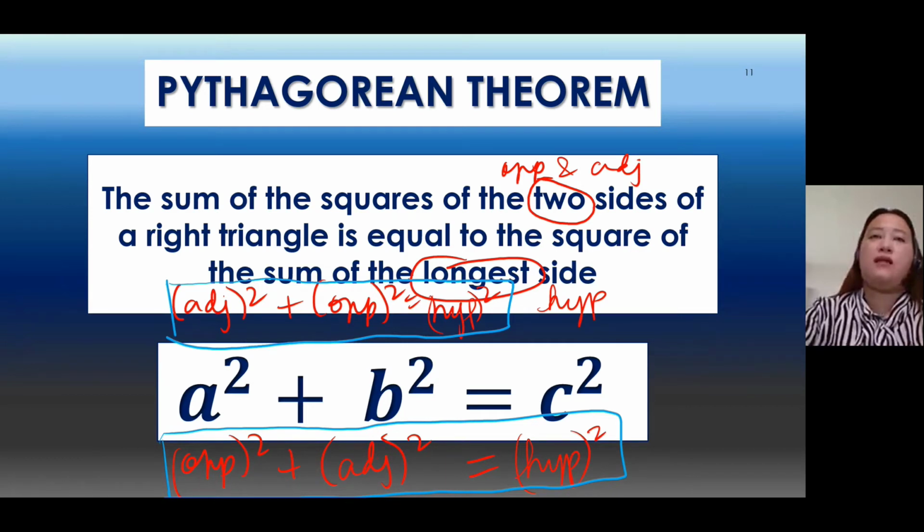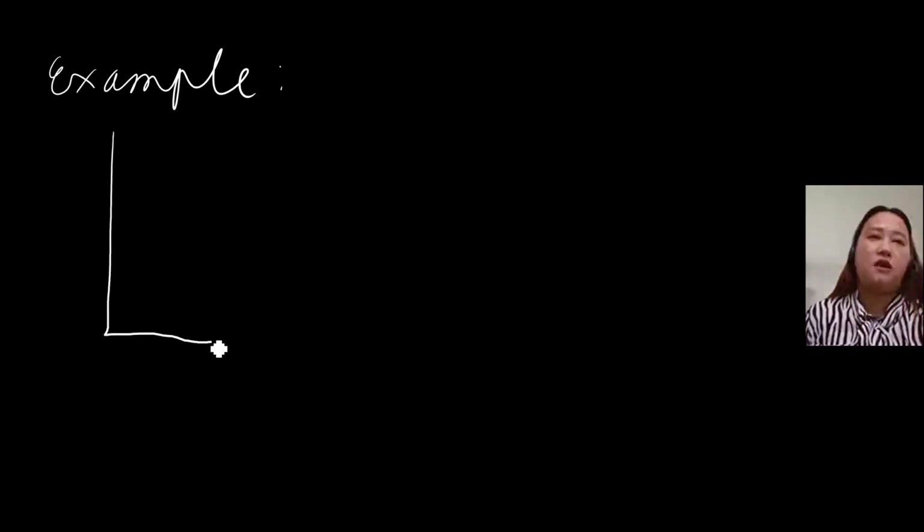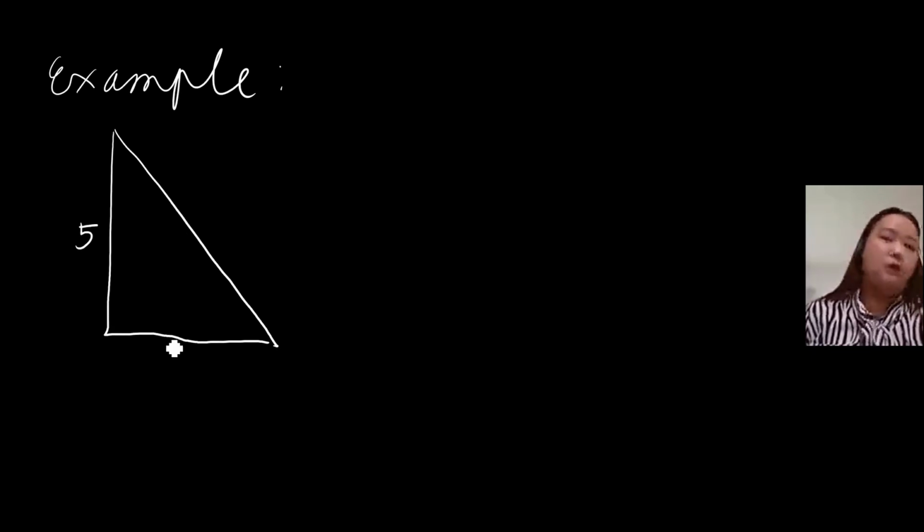So, as what I said a while ago, we're gonna have the example already. So, I'll switch to the black screen. For the first example, say that we have a right triangle. This is the right triangle in which the given measures are 5 and 2. Since this is a right triangle, we have to include this symbol. And then the theta here is on the lower portion.